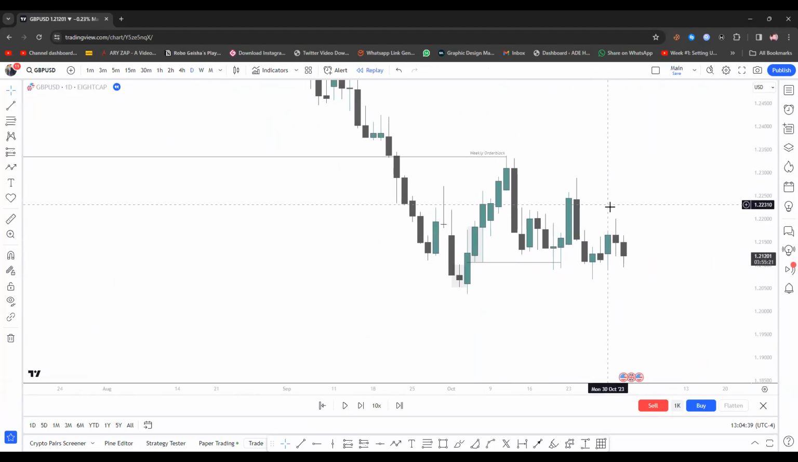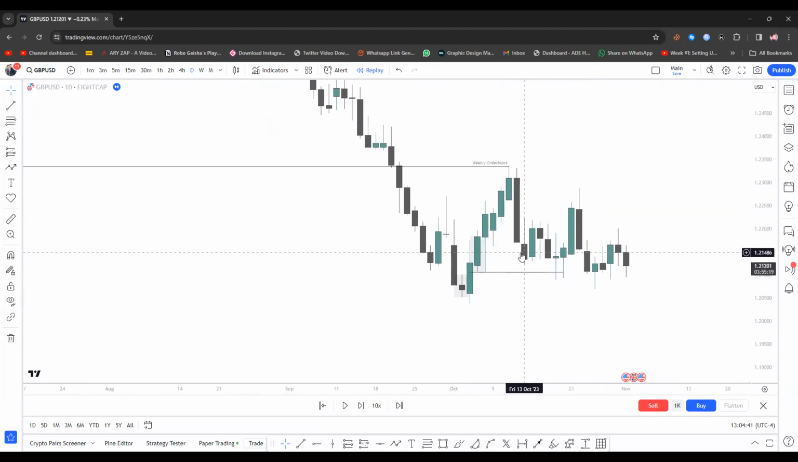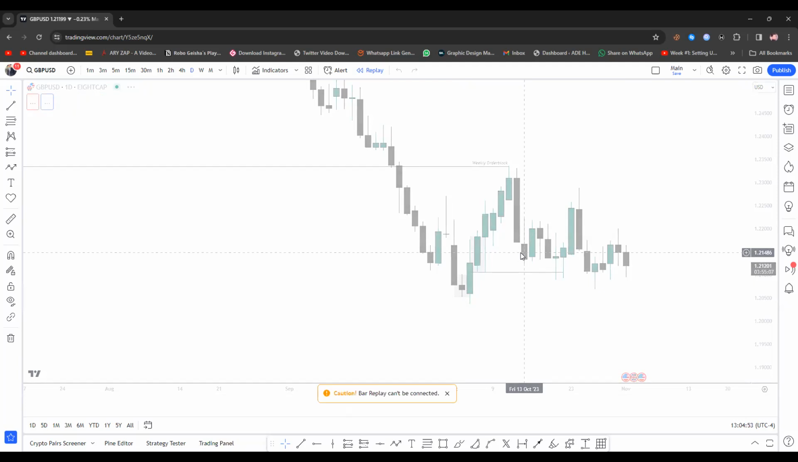But okay, let's go back into the top-down analysis. Have you ever tried this model on other pairs? No, I haven't tried this, because the other pairs are like USD JPY, AUD USD.